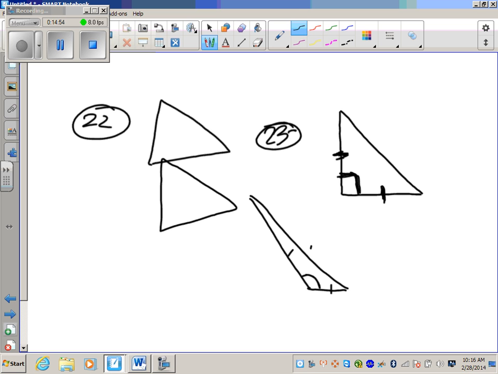Tell whether they're congruent, similar, or neither. How about 30? Similar. Similar means same shape, different size. 31. Neither. 32.